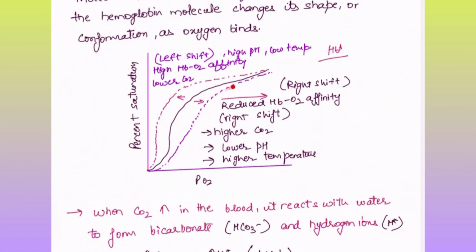This is a cooperativity curve of oxygen, which shows a sigmoidal curve, showing binding of one molecule initiates binding of other molecules also. There is a right shift in the curve with higher carbon dioxide, lower pH, and higher temperature. And there is a left shift in the curve with high pH, low temperature, high hemoglobin oxygen affinity, and lower CO2. Adult hemoglobin is usually the one which shows a sigmoidal curve, whereas fetal hemoglobin, HbF, is the one with more affinity.